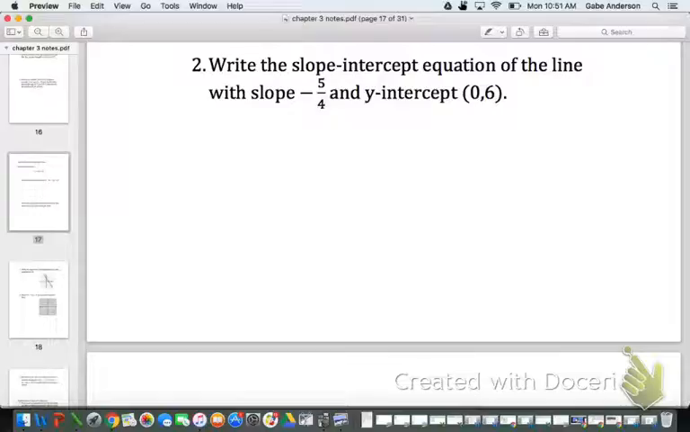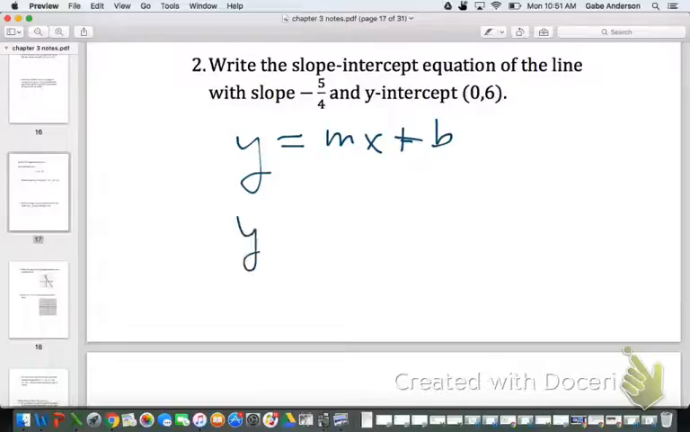Okay, so slope-intercept form, of course, is y equals mx plus b. So based on that, Hunter, what did you have for the answer to this one? Y equals negative 5 over 4x plus 6.